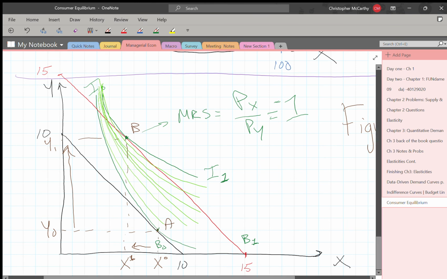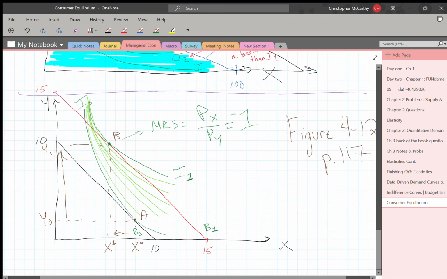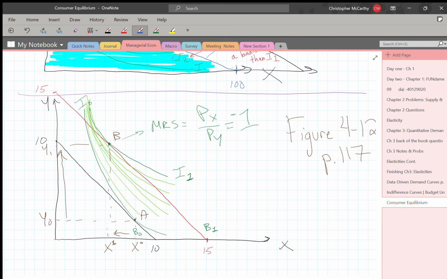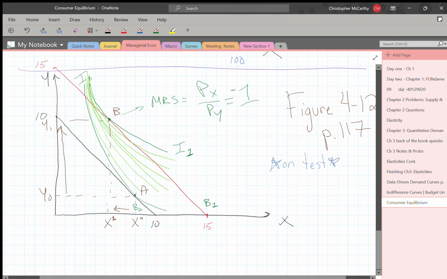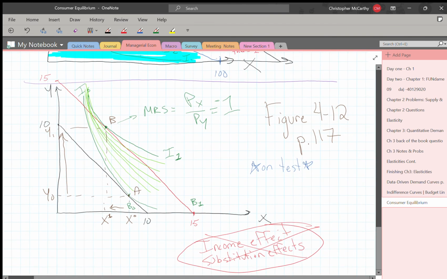That's a good question. So yeah, important point for the test, right? This will be on the test, but there's a more complicated version that talks about the income effects and the substitution effect. That's not going to be on the test. These things are not going to be on the test.